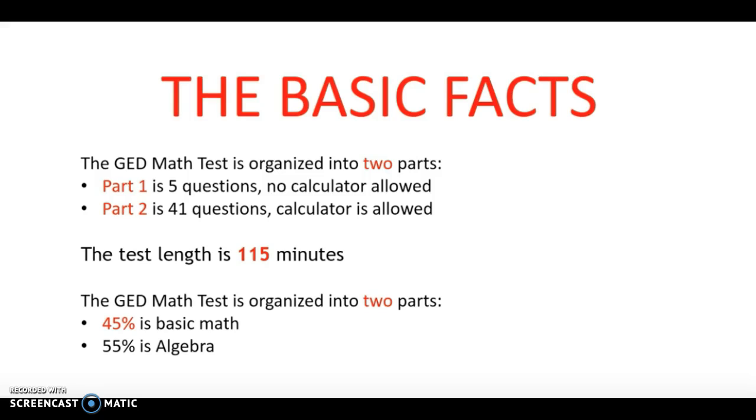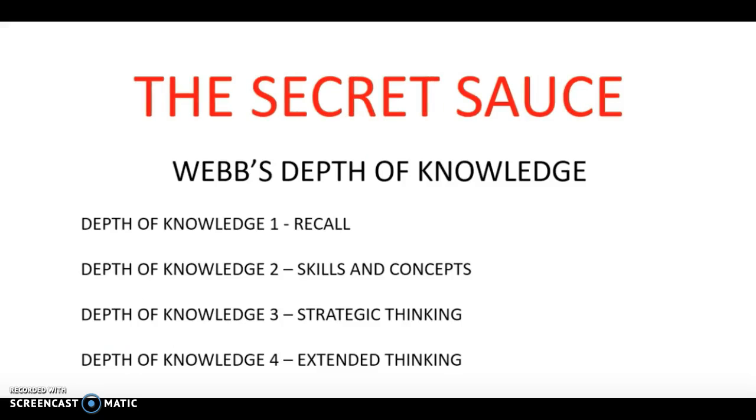Beyond the two parts, the GED test is also organized in 2 more parts. The first part is basic math, which is 45% of the test. The second part is algebra, which is 55% of the test, and which is the area where most people have trouble. This test is based upon something called Webb's depth of knowledge.